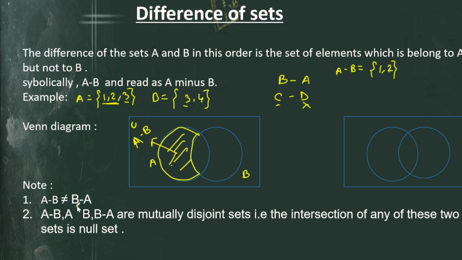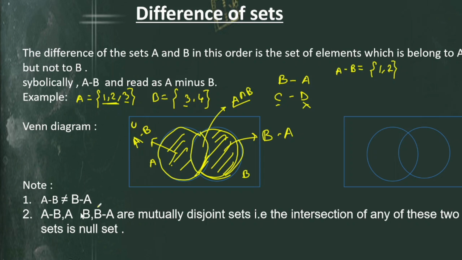A minus B is not equal to B minus A. Obviously, if we talk about B minus A, it means the elements which belong to B but not belong to A. If we represent B minus A, it is this entire portion. This is B minus A. And this portion is A intersection B, the common portion. So we have to remove this common portion. Then we get this as A minus B and this as B minus A.